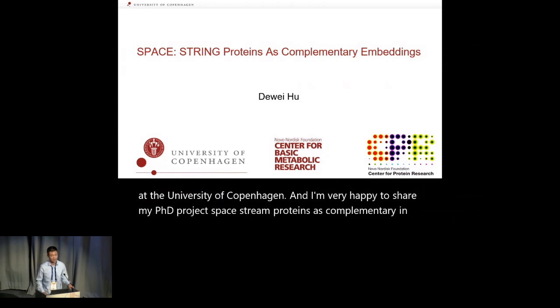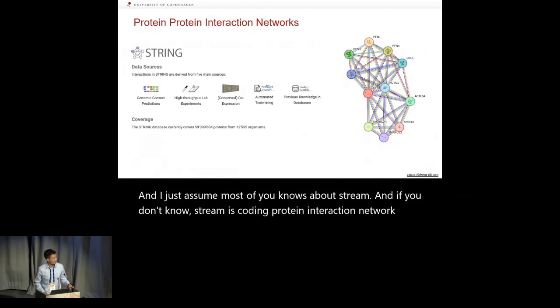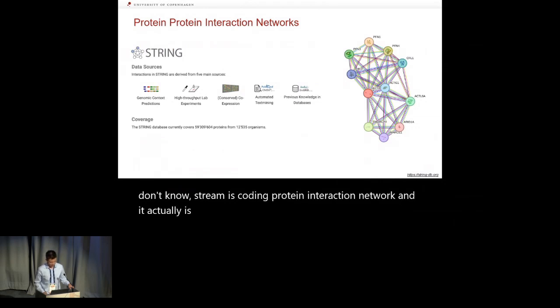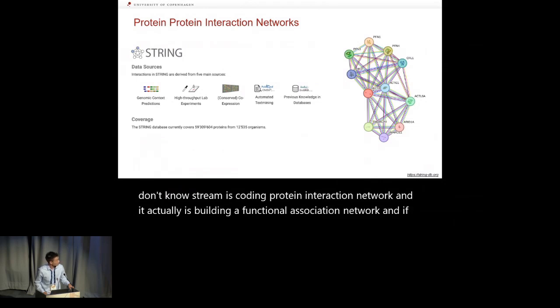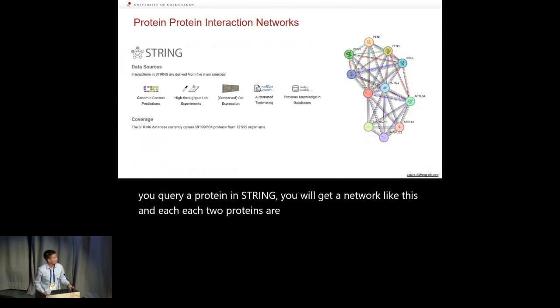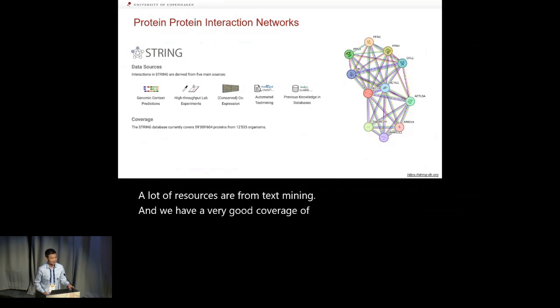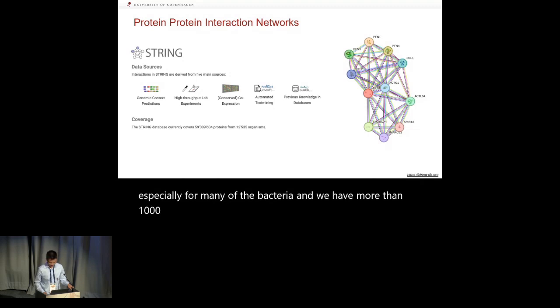And I just assume most of you know about STRING. And if you don't know, STRING is a protein-protein interaction network, and it actually is a protein functional association network. If you query a protein in STRING, you will get a network like this, and each two proteins are linked by many different sources, like genomic context, high-throughput lab experiments, and so on and so forth. But most significantly, a lot of the resources are from text mining. And we have a very good coverage of organisms, especially for many of the bacteria, and we have more than 1,000 eukaryotic species.